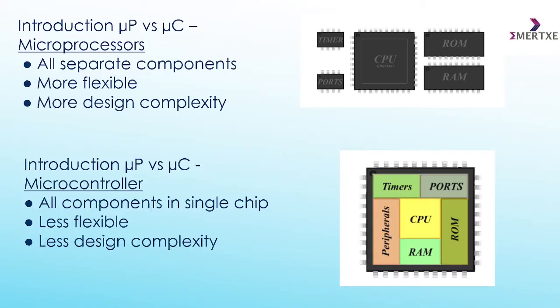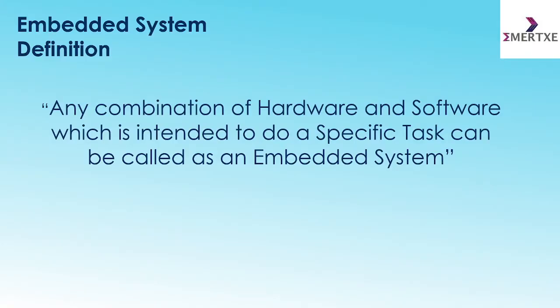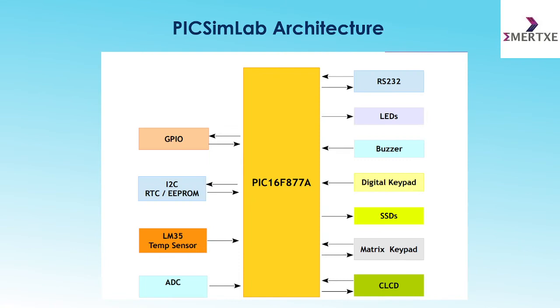Now, difference between microprocessor and microcontroller. Microprocessor: all separate components are there, so it is more flexible, and more design complexity is there. In case of microcontroller, all components are in a single chip, so it is less flexible, and less design complexity is there. Now embedded system definition. Any combination of hardware and software which is intended to do a specific task can be called an embedded system.